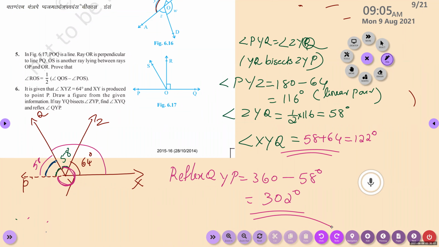Ma'am, we can do 122 plus 180. Correct, that also you can do, because PYX is a line, so 180 plus 58 plus 64. That also is correct, very good. I was waiting for somebody to say that. Both are correct.